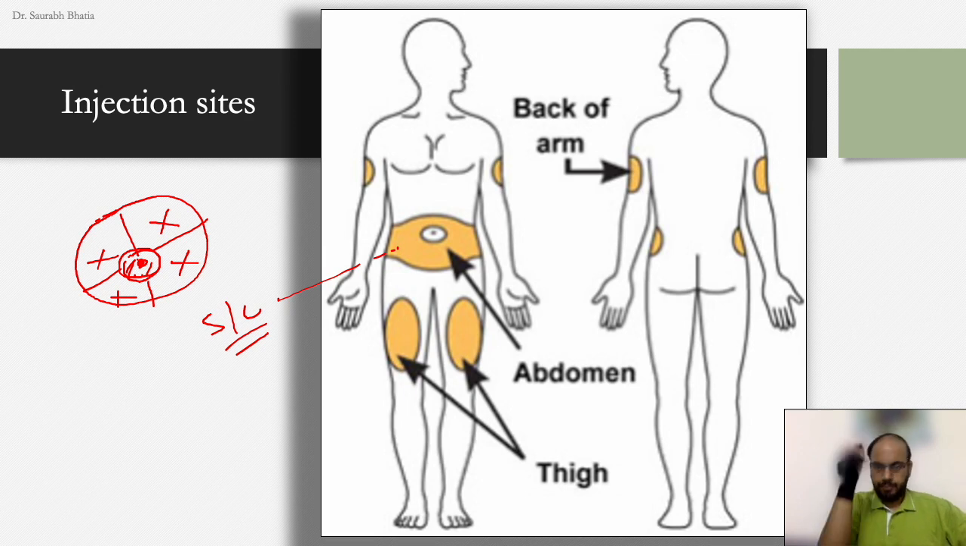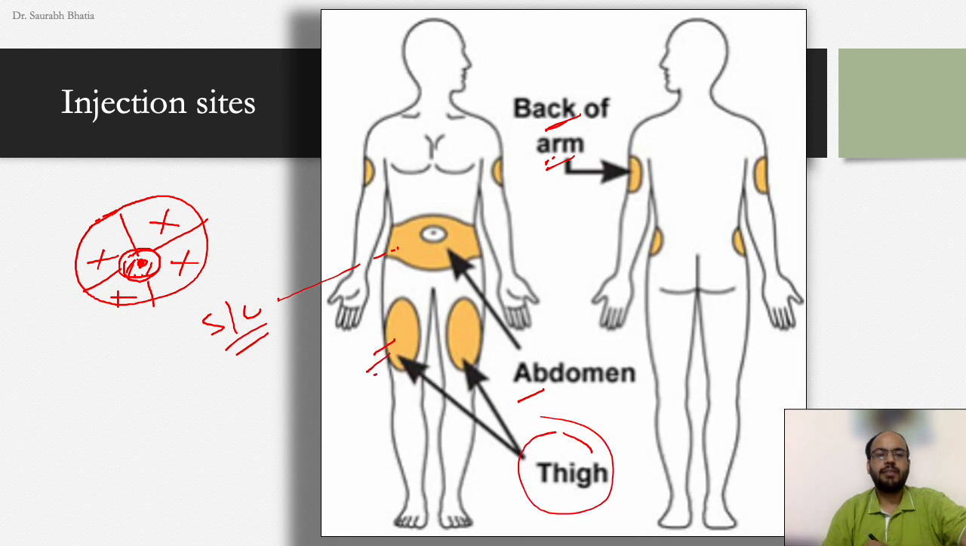And always, whenever you're giving a subcutaneous biological, always mention the site very clearly. It's a good idea to draw a diagram. Mention the site very clearly so that you know where you've injected previously and you don't repeat the sites. The sites have to be changed every time you inject a biological. Clear? Other areas include the back of the arm and the thighs, apart from the abdomen, for subcutaneous injection. Clear?